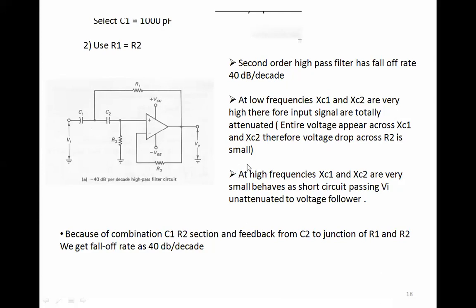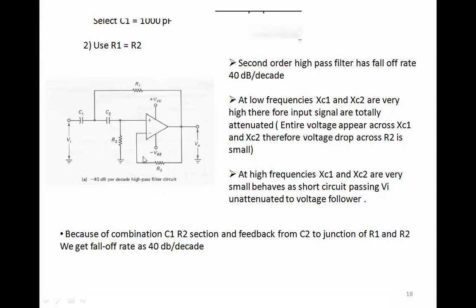So low frequency, high capacitive reactance, so that is in both low pass and high pass, first order and second order, right? Okay, but then with low pass, higher XC, no loss. Lower XC, there is loss. But in high pass, it's just the reverse.